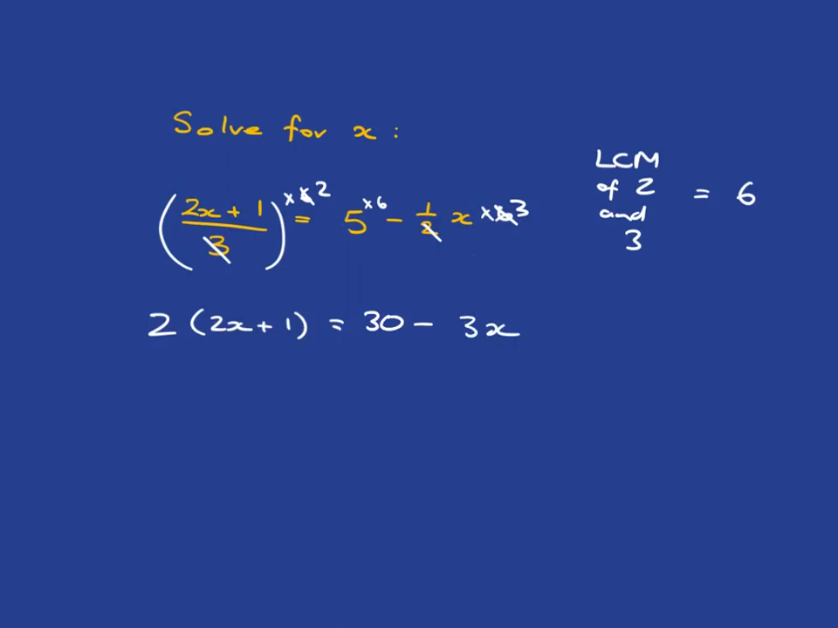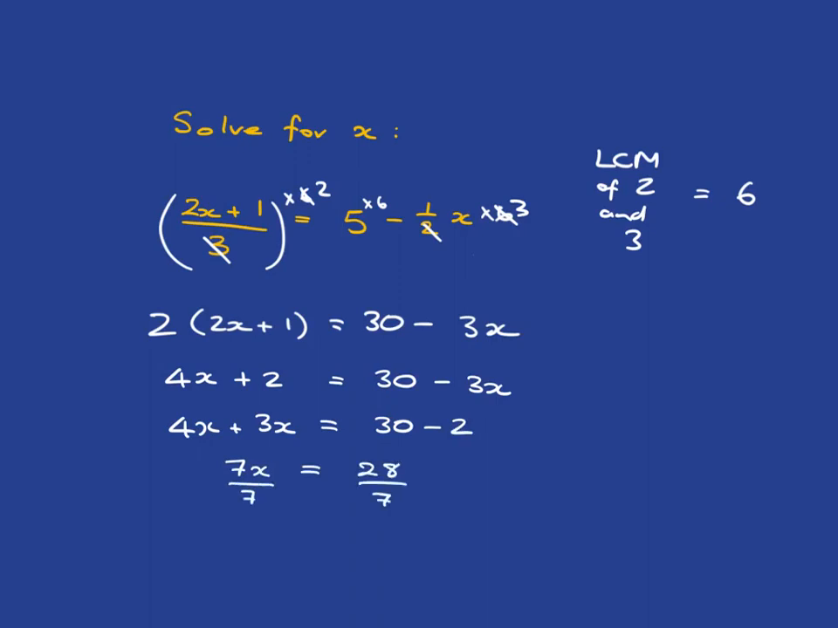And so now it's a plain old simple equation to solve. Let's just multiply out here. We'll get 4x plus 2 is equal to 30 minus 3x. Now we need to get all the x's onto one side and all the numbers onto the other. So to get rid of this 3x, we're going to add it to both sides. And to get rid of the 2, we're going to subtract it. And so what we get here is 7x is equal to 28. And now we need to divide both sides of the equation by 7 to get x is equal to 4 as our answer.